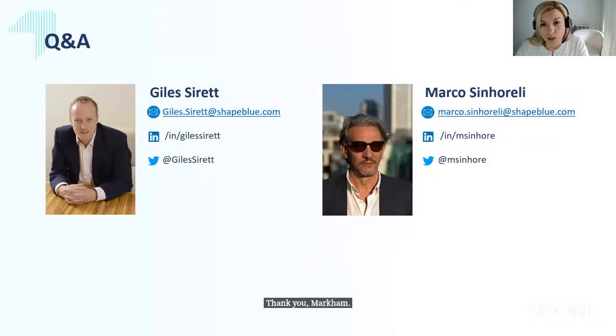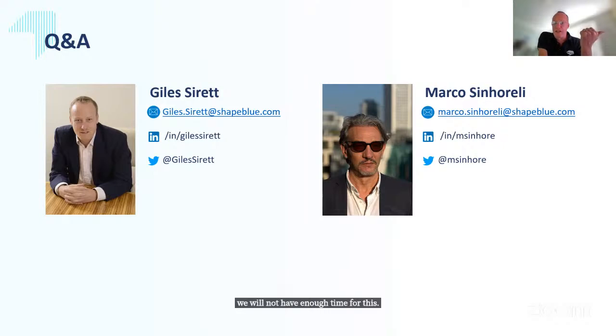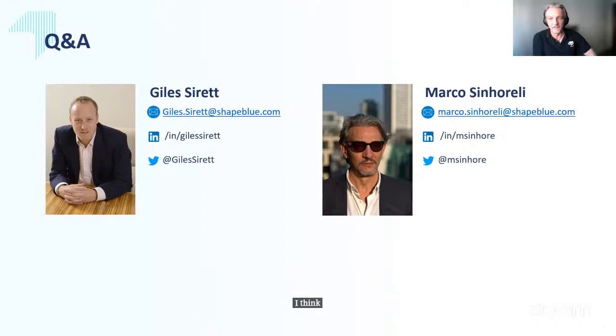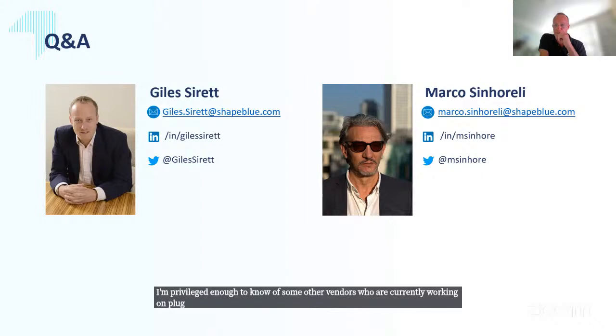A lot of questions, and we have about 2 minutes more. There is a question: can you please show the backup plugins available in 4.20? Maybe we will not have enough time for this, but we can list them. We have a plugin for Veeam. There's an open source technology called Backroll, Dell Networker, or I think it's renamed Dell Total Network Recovery or whatever. Now the NAS backup option, and I'm privileged enough to know of some other vendors who are currently working on plugins at the moment.